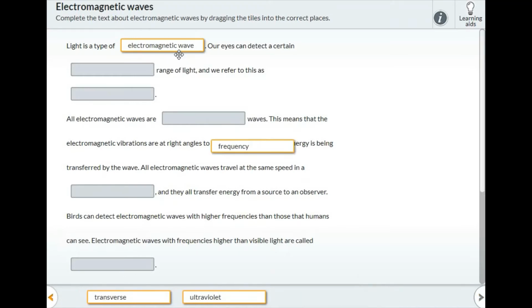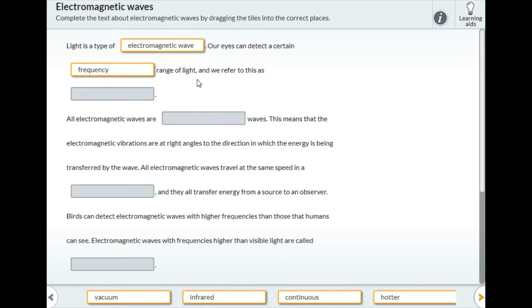Our eyes can detect a certain frequency range, and that range is the visible part of the spectrum, and we refer to this as visible light, I'm guessing. Visible light. All electromagnetic waves are something waves. So what type of waves? They're not longitudinal, they are transverse. This means that the electromagnetic vibrations are at right angles to the direction in which the energy is being transferred by the wave. So right angles, perpendicular.